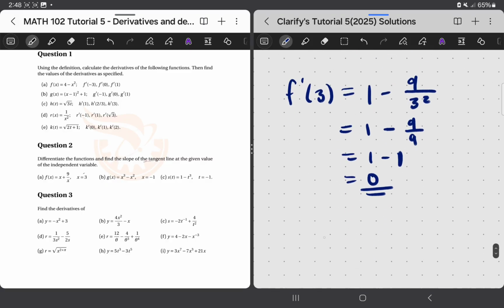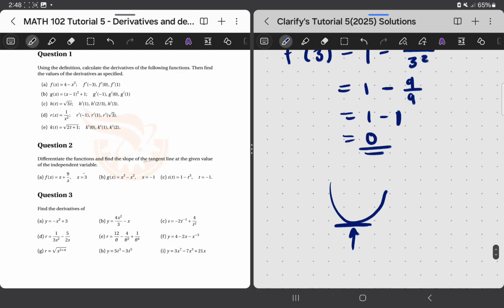So in other words, it's a flat line. If it's a curve, it'll be doing this. If it's a line, it's just flat. If it's a curve, we're talking about this point here where it's flat. That is the point where your gradient is 0. At this point, the gradient is 0.